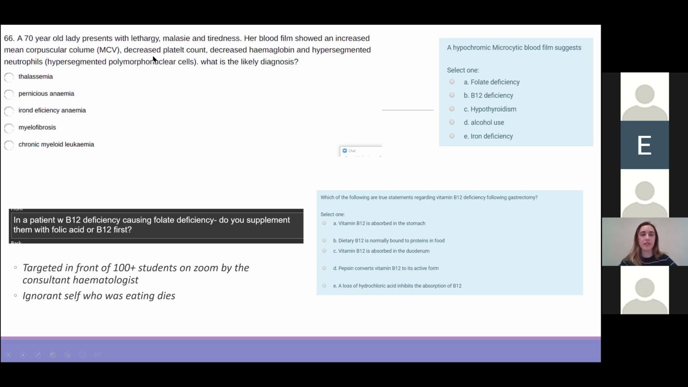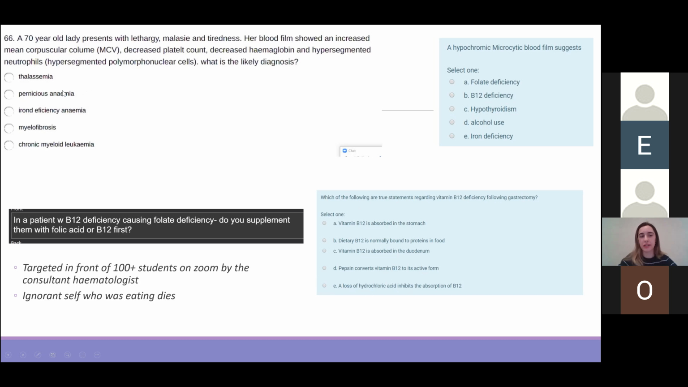The key point I'll skip straight to is that we've got hypersegmented neutrophils, which means it's a megaloblastic anemia. We know that because there's also an increased MCV. And then the answer here is pernicious anemia, because that causes a B12 deficiency.